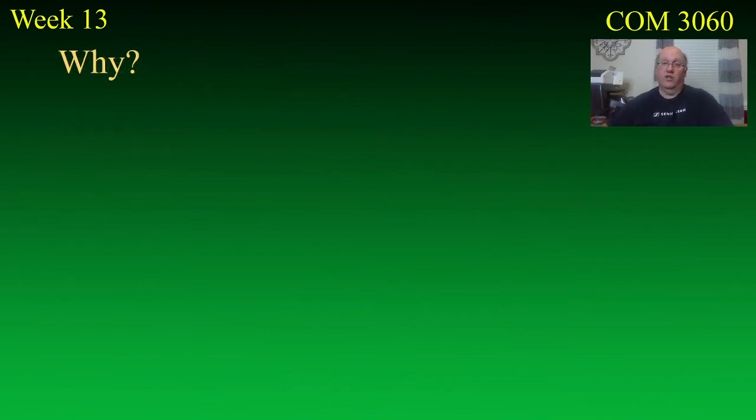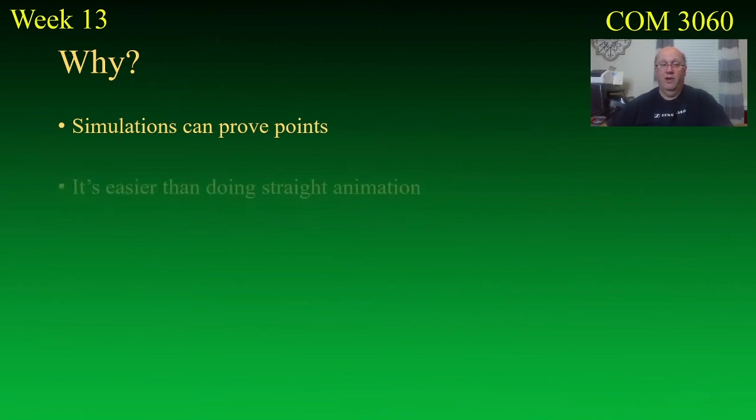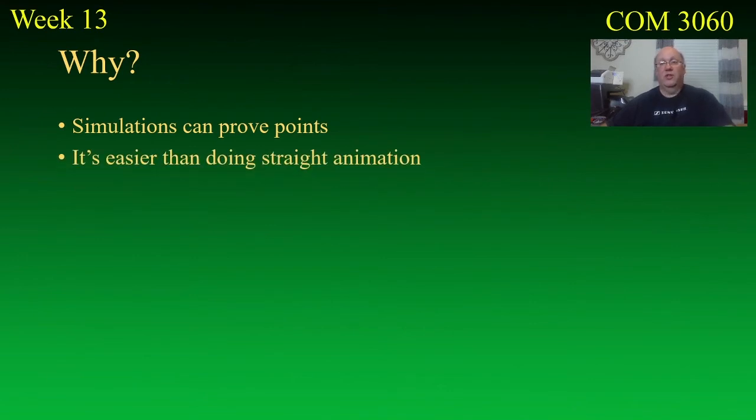Now, why are we doing this? Why are we doing all these things? Well, first of all, simulations can prove points. For example, if you want to prove the idea of the bell-shaped curve, you can do a simulation that would do that. It's easier than doing straight animation. If you look at an animation and you think, if I'm going to move that ball this way, then it's going to hit this, and that's going to move like that. You've got to do all that thinking yourself. That could take forever, and it may never look right.